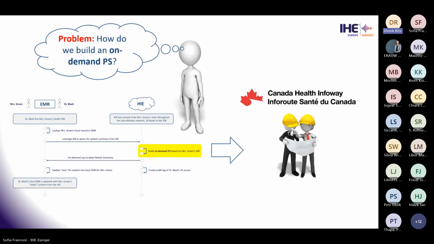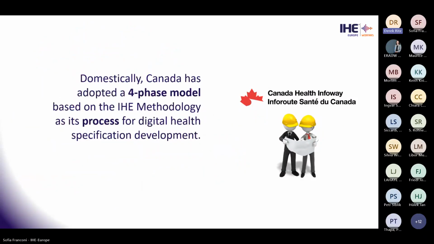I'm going to use an example from my co-home country. I spend half my time in Canada, half my time in France these days, but this is an example from Canada Health Infoway. The problem they were addressing is how do we build an on-demand patient summary? That was one of the steps of the use case that I was showing earlier. Domestically, Canada adopted the IHE methodology and developed a 4-phase model as its process for coming up with digital health specifications.